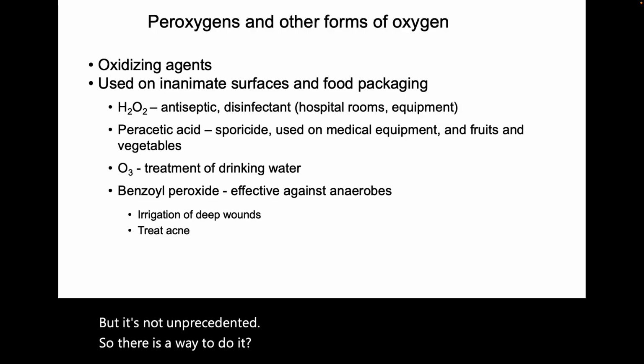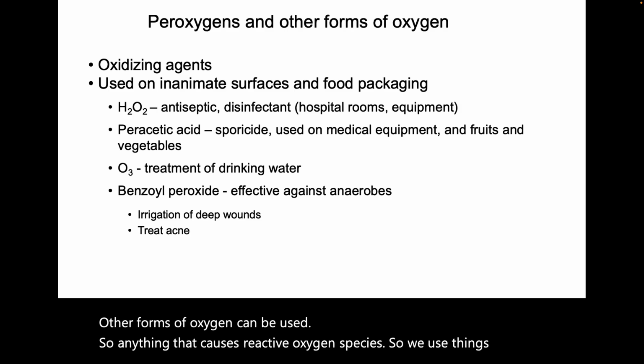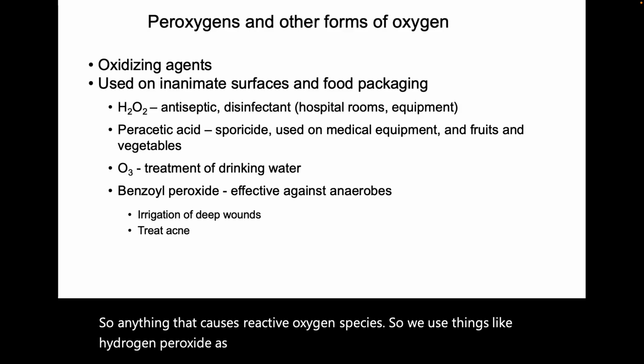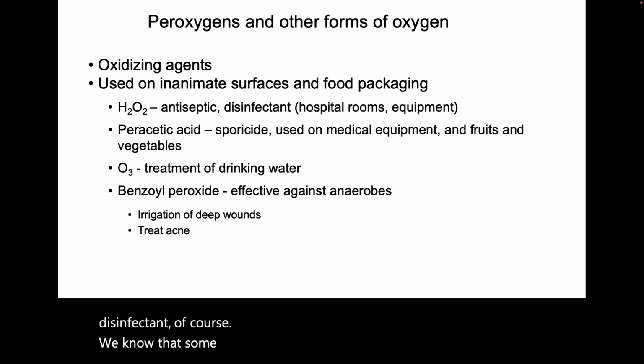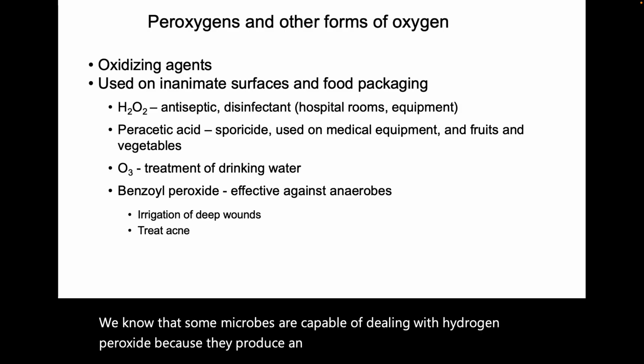Other forms of oxygen can be used. So anything that causes reactive oxygen species. We use things like hydrogen peroxide as an antiseptic. It can sometimes also be used as a disinfectant. Of course, we know that some microbes are capable of dealing with hydrogen peroxide because they produce an enzyme called catalase, so it doesn't have any effect on them.